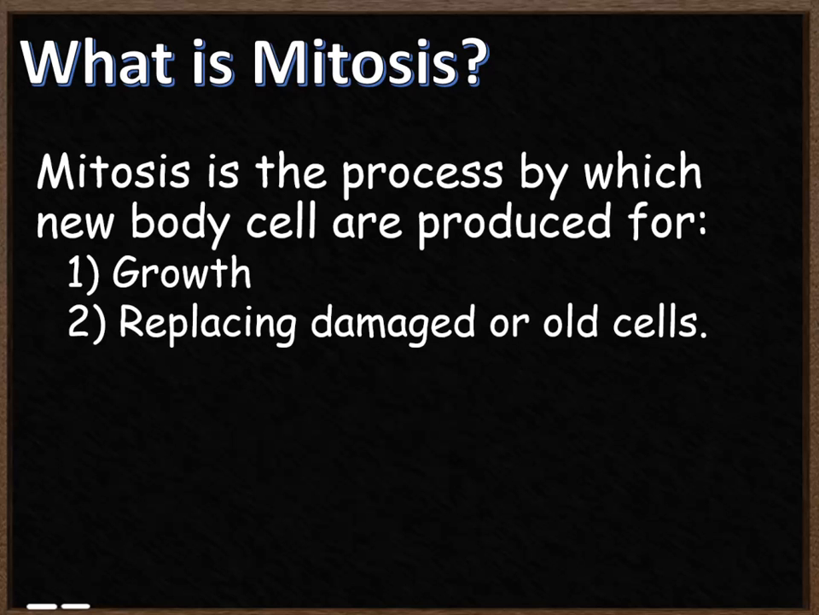So during adolescence, from a child into an adult, you grow, you get taller. That's where we get the new cells from. They're also used to replace damaged or old cells. So inside your body, cells often die, they're often damaged, they need replacing during your lifetime. So let's have a look at this process then.